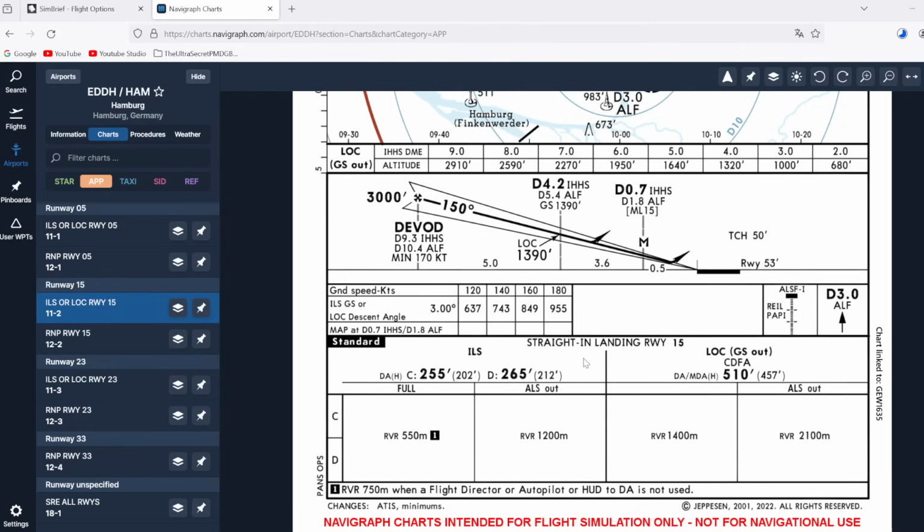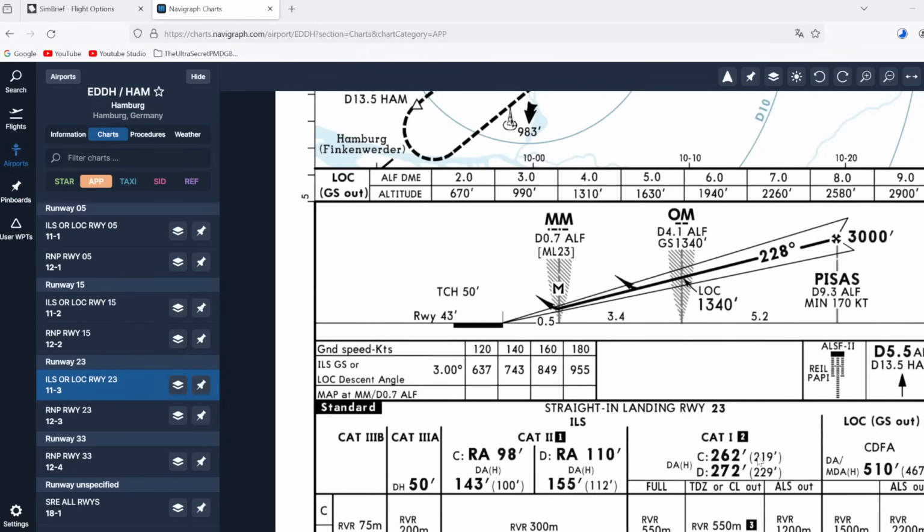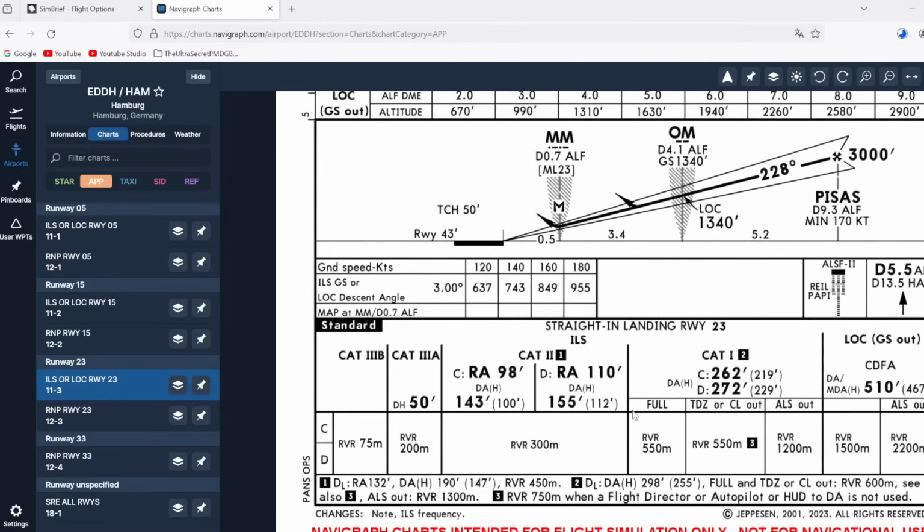So let's now go to the higher of the minima. You can see the ILS 15 202 and the ILS 23 219. So generally, we need that height plus 100 feet. So 219 plus 100, 319. In other words, the cloud ceiling needs to be at least 400 feet in order to be allowed to use this approach. Also, we need the RVR plus 300 meters.